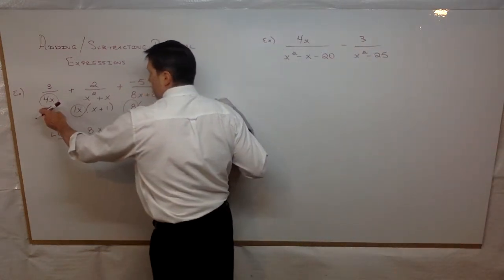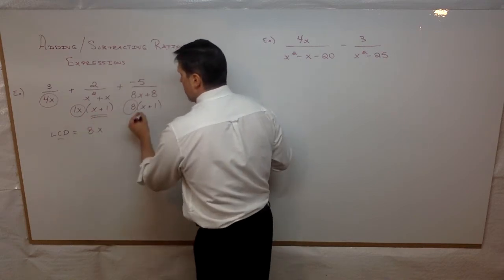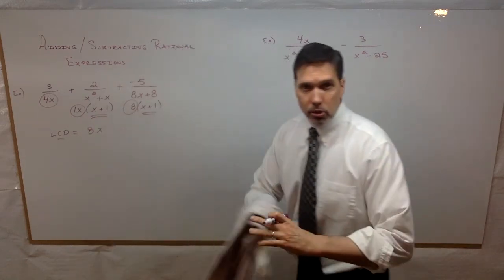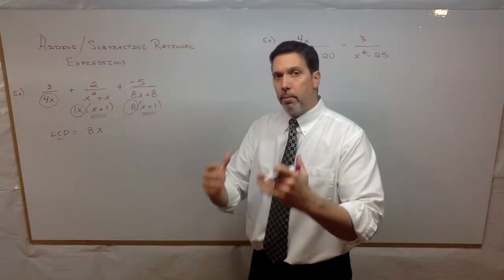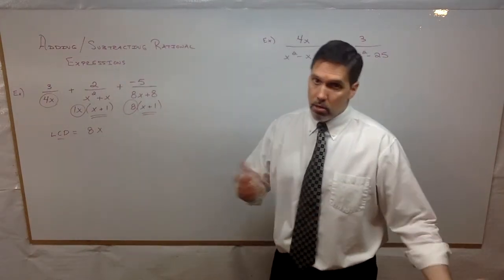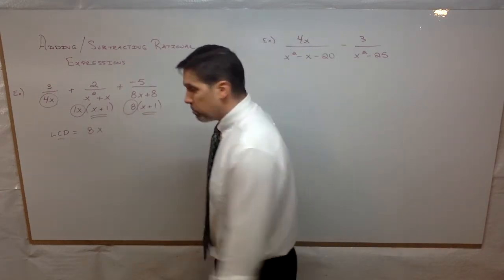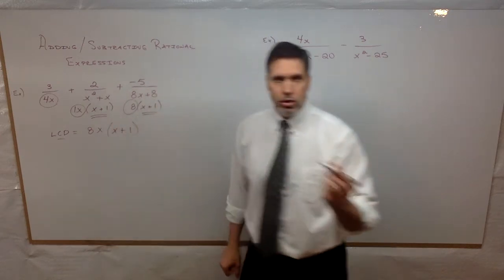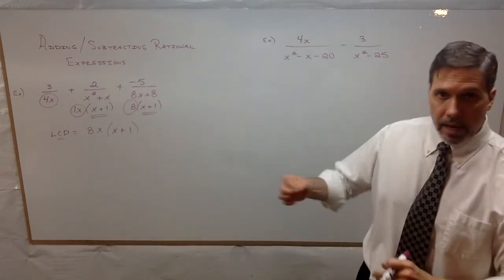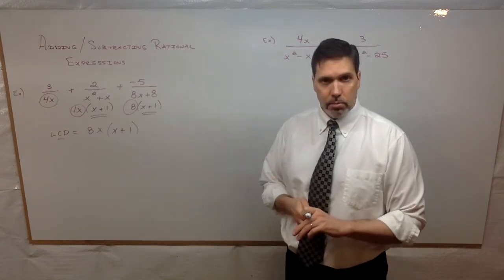This does not have any binomial factors. This has a factor of x plus 1. This has a factor of x plus 1. Again, what does the LCD have to do? It has to accommodate the most amount of factors, whether it's in common or not. So they both have one factor of x plus 1. So one factor of x plus 1 should do the trick. So my LCD for this particular problem is 8x times the quantity x plus 1.